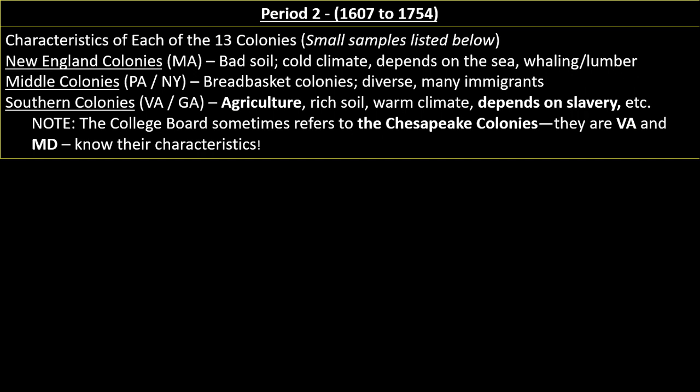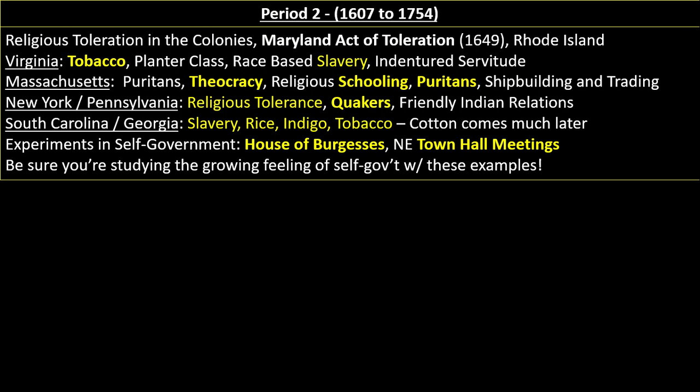Keep in mind that sometimes the College Board will refer to a group of colonies called the Chesapeake colonies. Why? Because they're located right off the Chesapeake Bay. They are Virginia and Maryland. I would be familiar with that, and just be aware that if they refer to the Chesapeake colonies, it's those two, Virginia and Maryland, off the Chesapeake Bay.